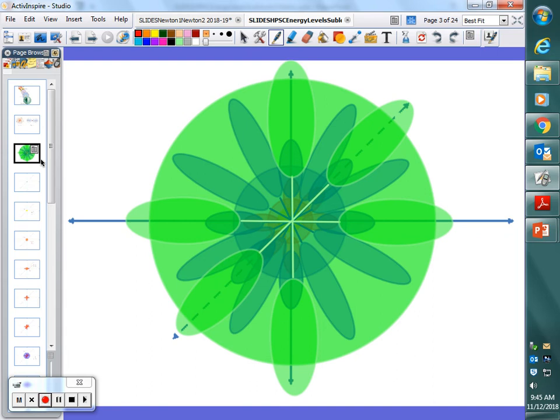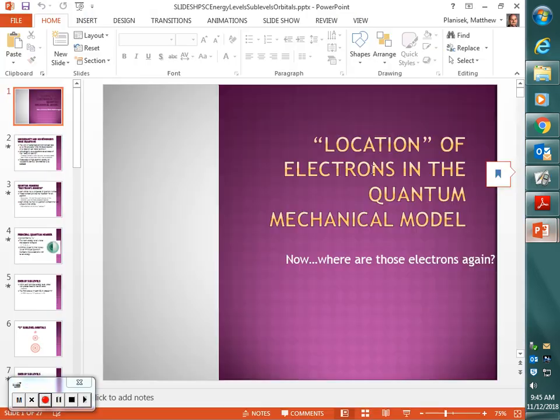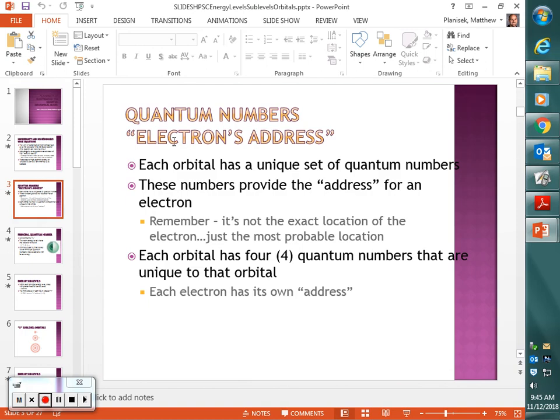Now, we'll learn hopefully by the end of today that some of these locations are more probable than other locations. That the probability of finding electrons in certain orbitals is greater than in other orbitals. But the one thing that we want to do is distinguish all of these orbitals from each other. And that's where we get into the idea of quantum numbers, right? The quantum numbers are a set of 4 numbers that distinguish each orbital from all the other orbitals.